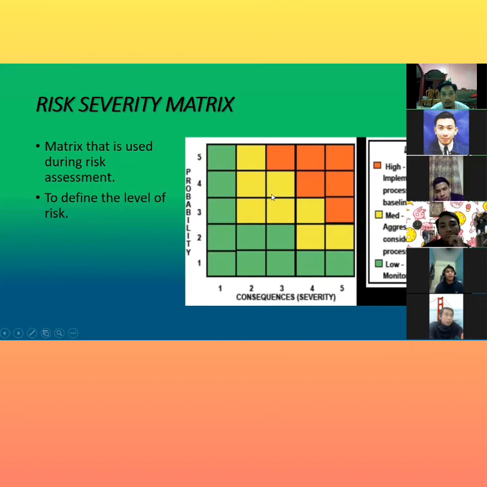So we have decided to use a 3-level risk severity matrix, which is low, medium and high. As you can see from the figure in the slide, the green one represents the low risk severity. The yellow one represents the medium risk severity, and the last one, the red one, represents a high risk severity.